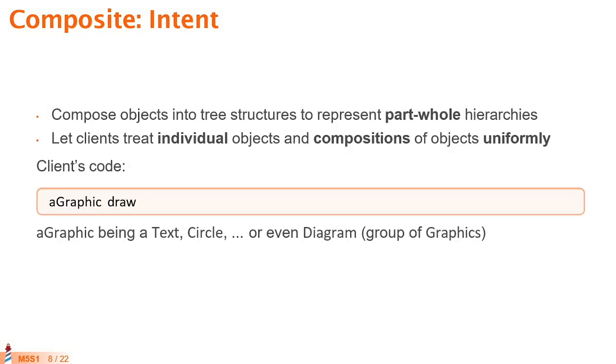So the intent of the composite design pattern is the following. We want to compose objects in a tree structure to represent part-whole hierarchies. And the idea is to let clients treat individual objects and composition objects uniformly, because they will answer to the same API. For example, if in my client code I have an object called a graphic, I don't know if it is a composite one or if it is a leaf, but I can send the draw message, the same message, and it will respond accordingly, being a text, a circle, or a diagram, a group of elements.